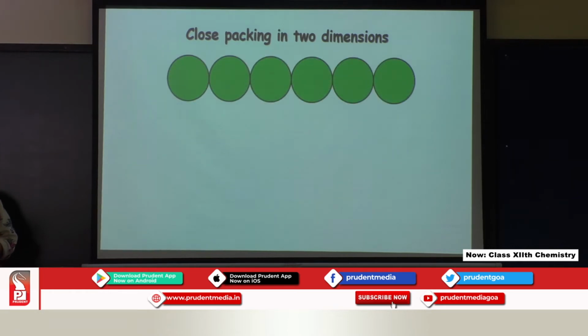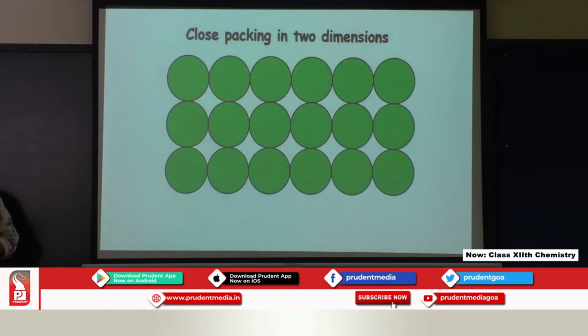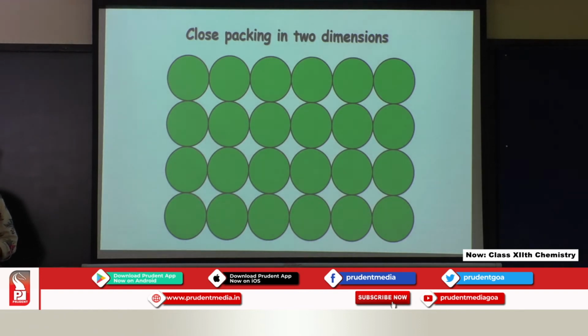Close packing in 2 dimensions. So, we now generate more layers. If we look at this type of packing, is it an efficient one? No. As we saw earlier in the example of the oranges, this type of packing is not efficient. If we compare this example to the one that we saw earlier, that is packing of oranges, this packing is not efficient because there is a lot of empty space which is present between the atoms.